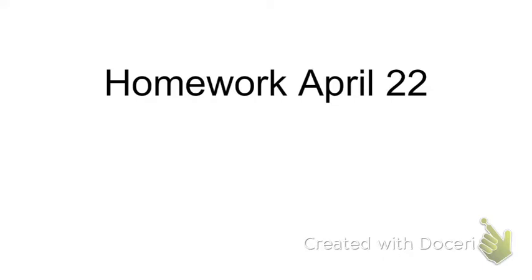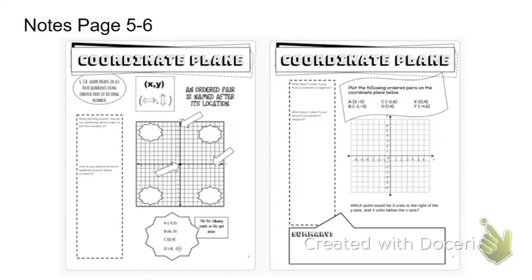We're now going to go over the homework for Thursday, April 22nd. Okay, this is on page 62 and 63 in your STAAR Review book. Problem 1 comes from coordinate grids. If you look in your math notes from the year, it will be on pages 5 and 6.